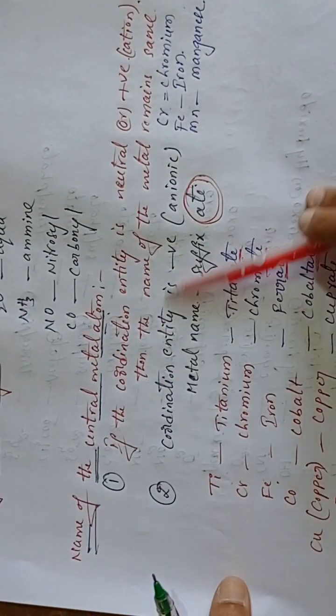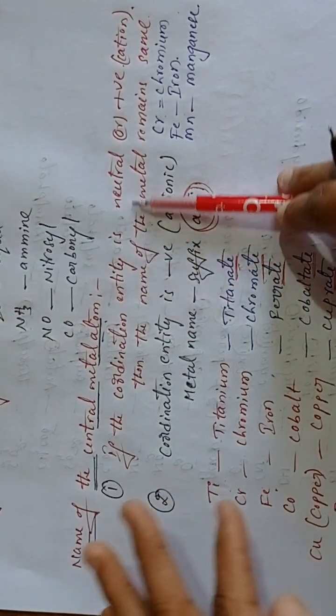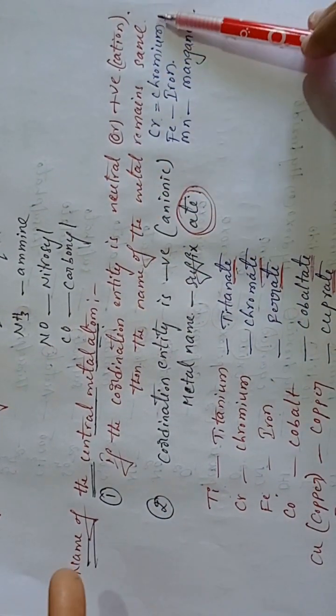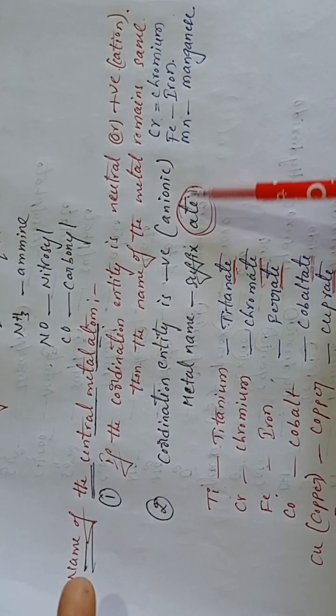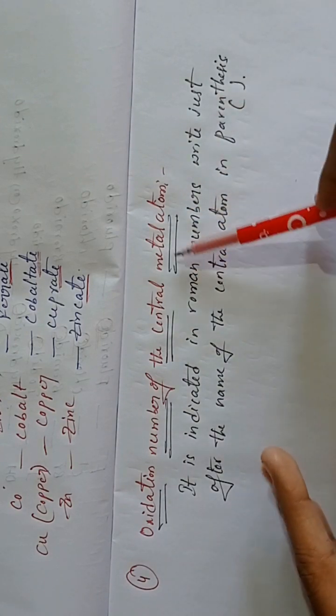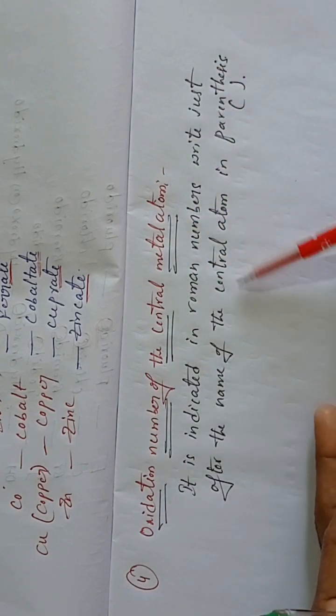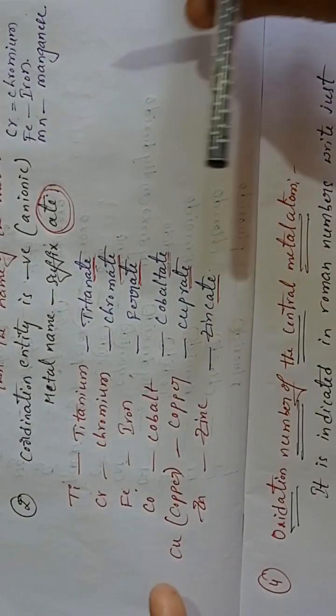Next, the name of the central metal atom. When you are writing the coordination entity, you have to see whether it is neutral or positive, then the name stays as it is, and if it is negative, then we have to add the suffix -ate. And last, the oxidation number of the central metal atom is indicated by Roman numbers, which we write after the name of the central atom in parenthesis, that means in the bracket, students.